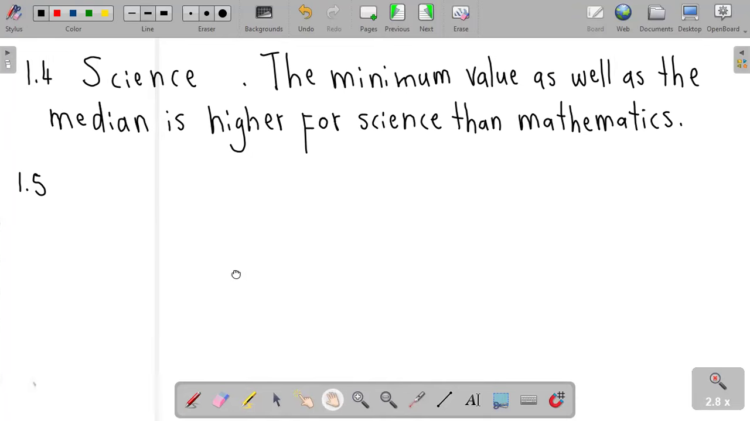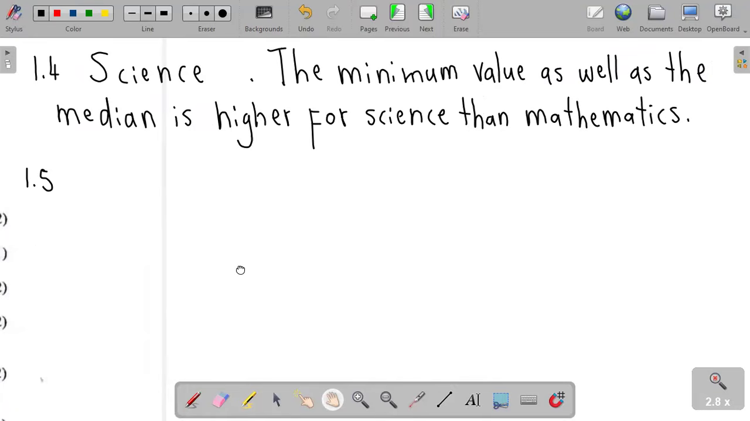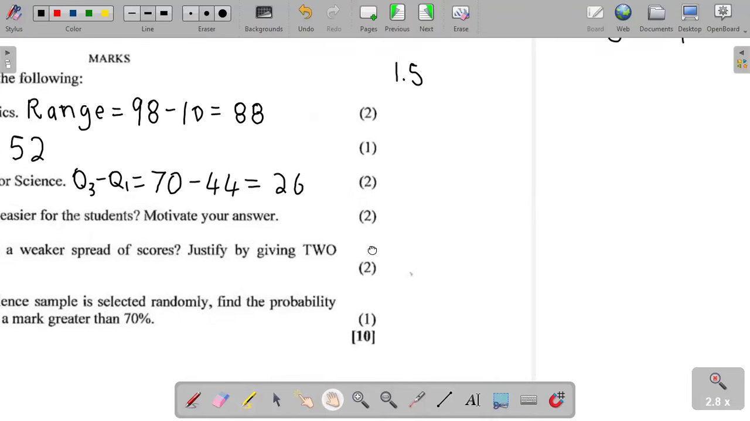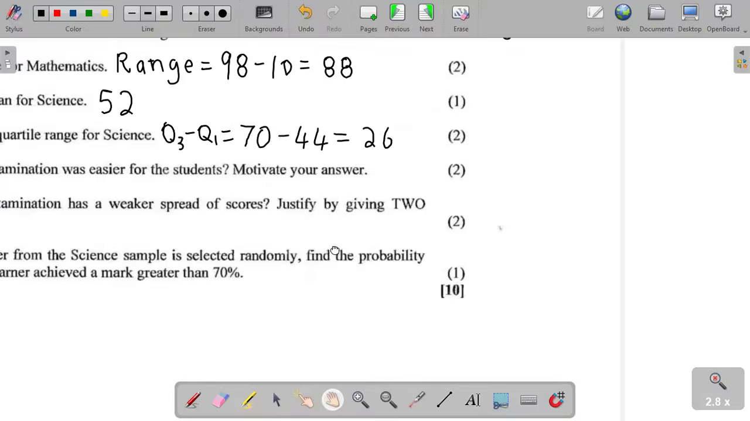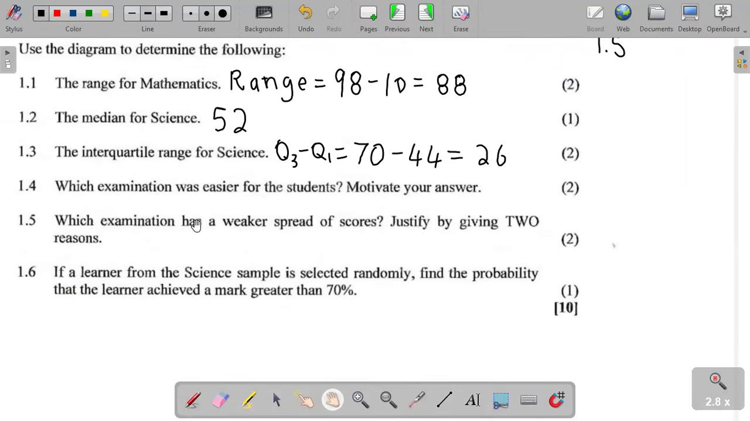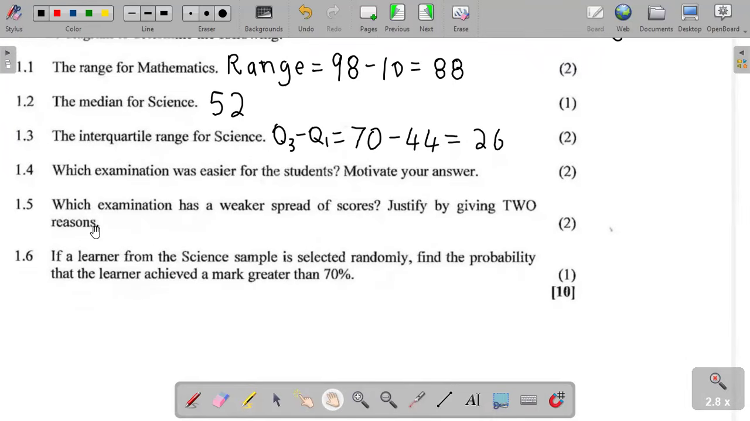So that's the reason. The minimum value and the median for science compared to mathematics is higher, so it means the science examination was easier in comparison. Which examination has a weaker spread of scores?